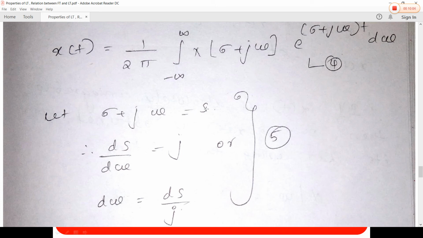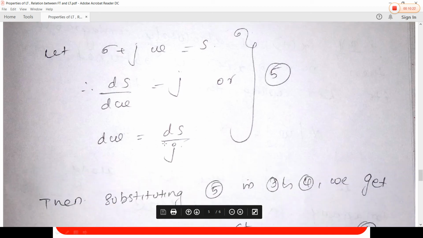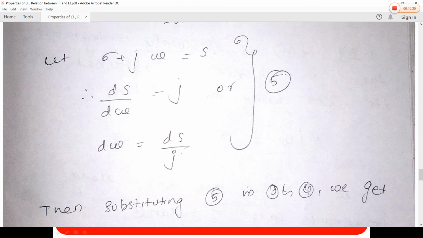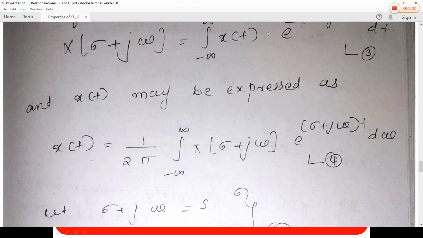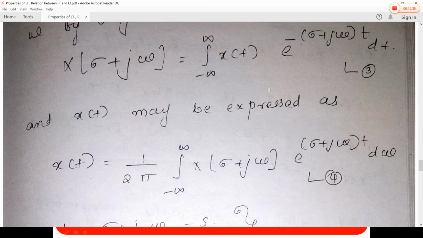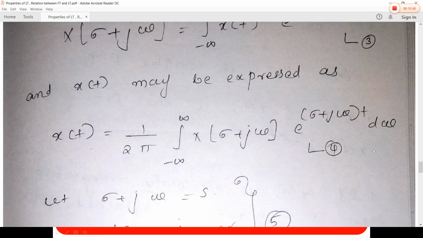Hence, on differentiating s with respect to omega, we get ds by d omega is equal to j, because sigma is a constant. So d omega in equation number 4 can be replaced, on rearranging, by ds by j. This is equation number 5, which will be substituted in the above two equations, that is, equation number 3 as well as equation number 4. We will substitute sigma plus j omega is equal to s, and for d omega, which is obtained by rearrangement.